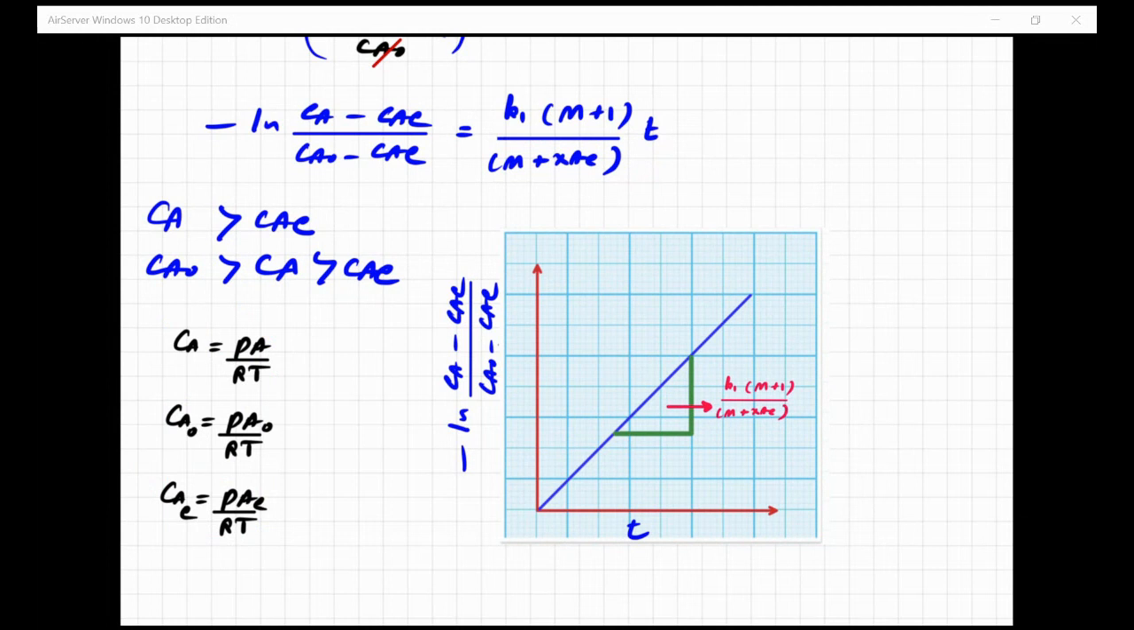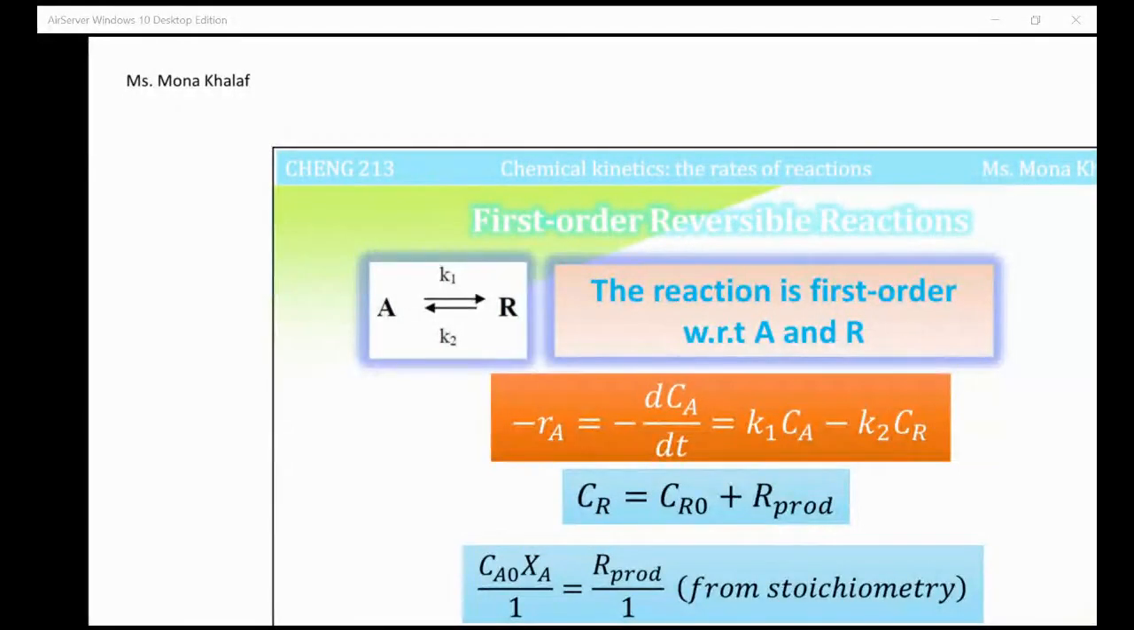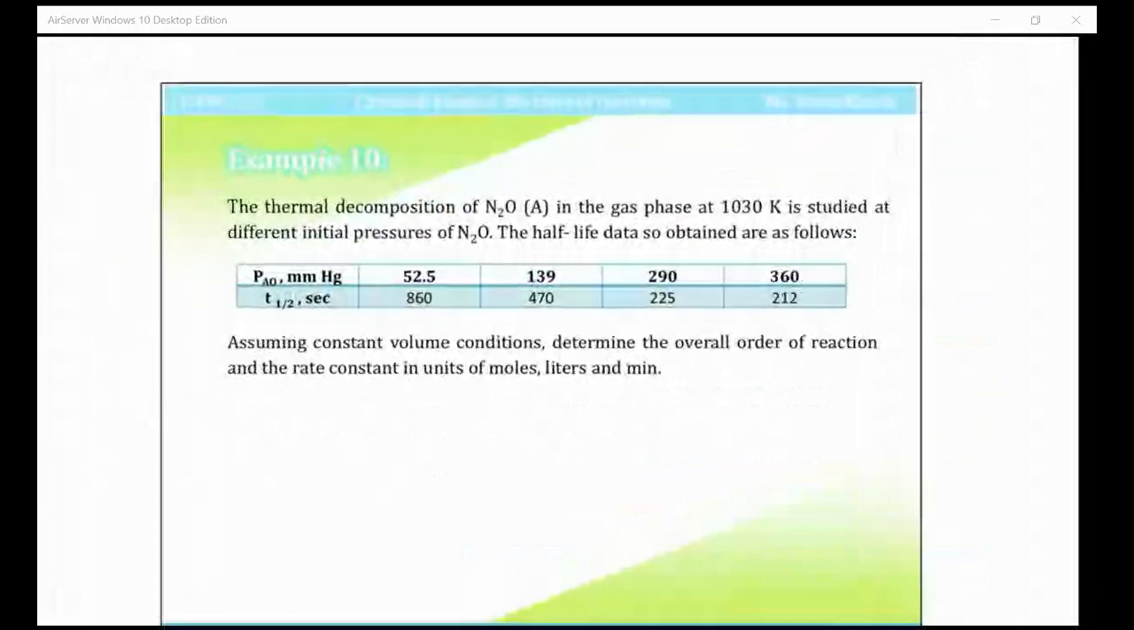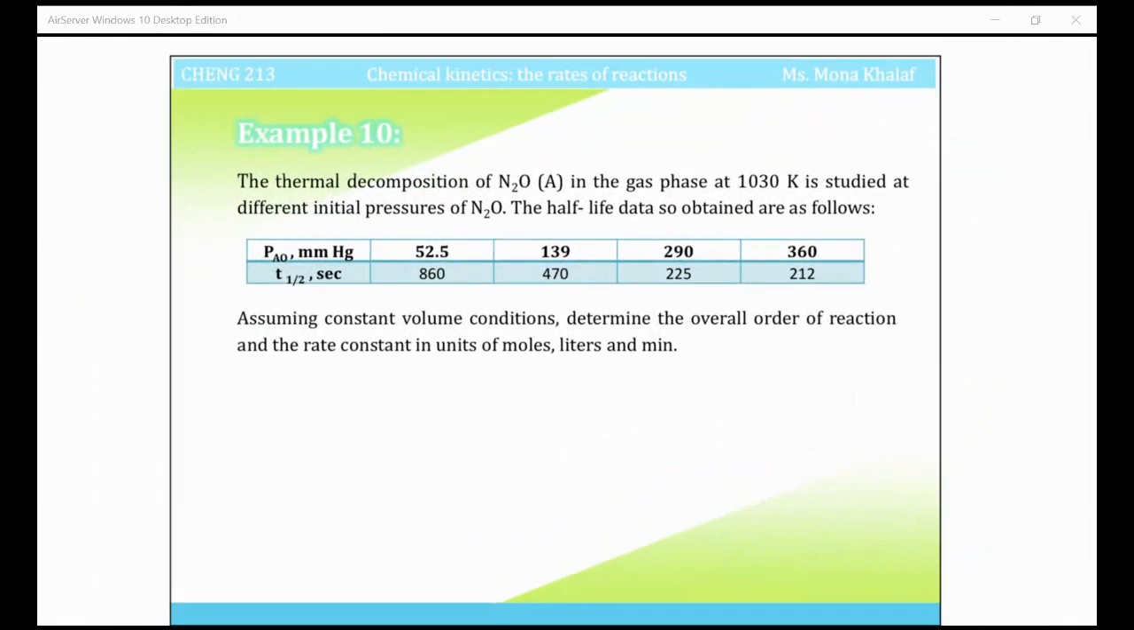Now we are done with the derivations of this chapter. I will go and solve some questions. I will look at the questions on half-life, because we did the derivations, but we did not solve the questions. So this is what we have, example number 10, because we did everything else.